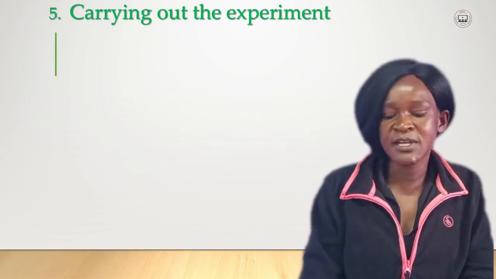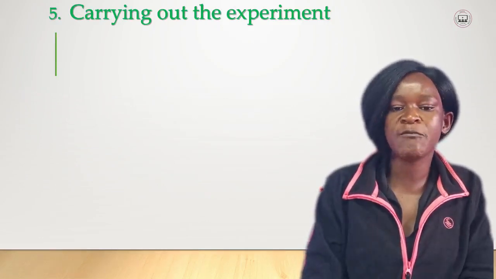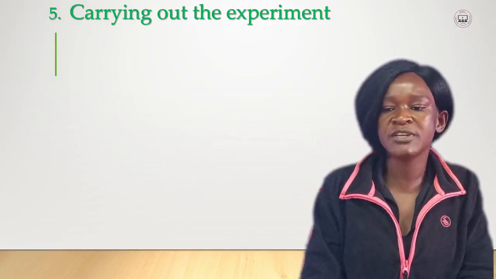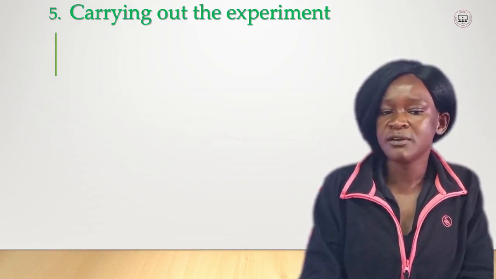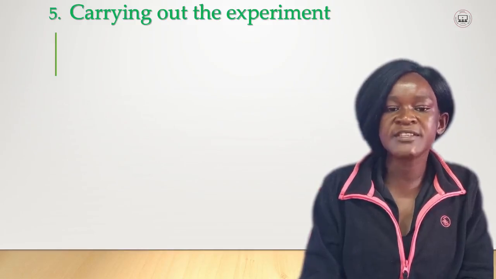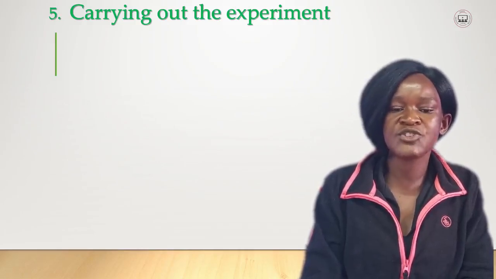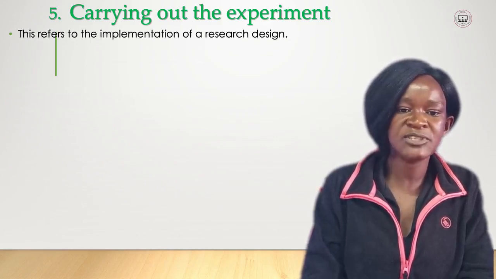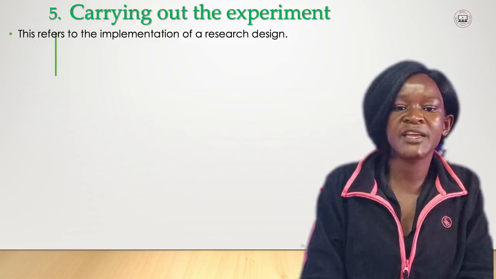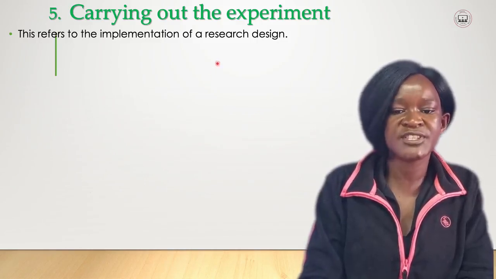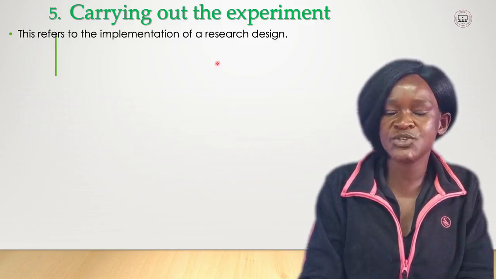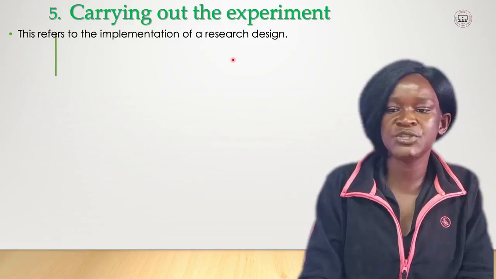So after you have planned how the research will be conducted, the next stage of agricultural research is carrying out the experiment. Under this, you are just going to implement that research design, what you already planned to be done in the field.